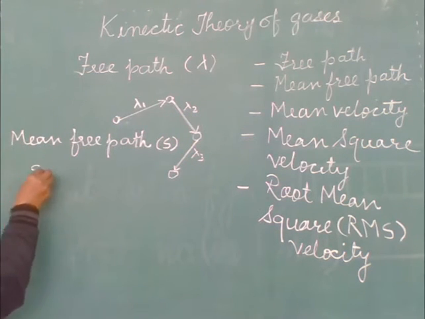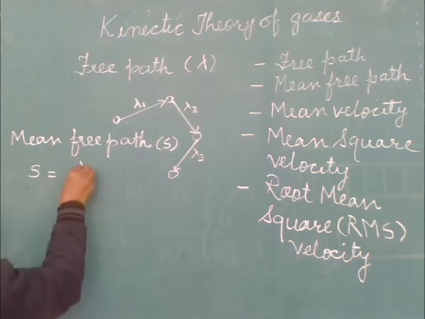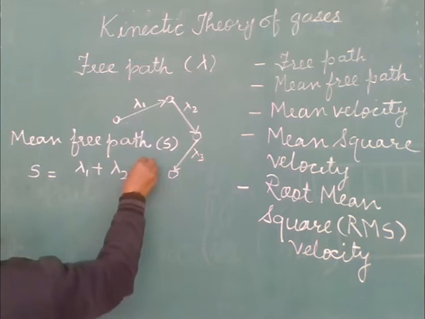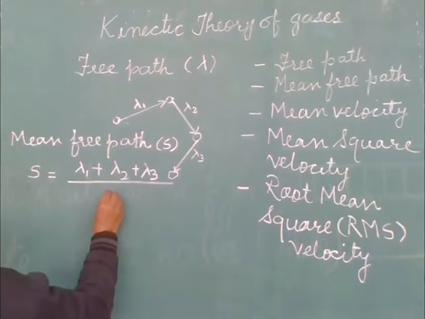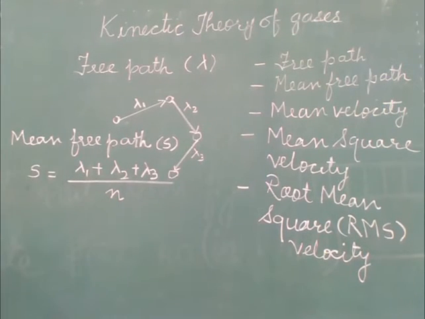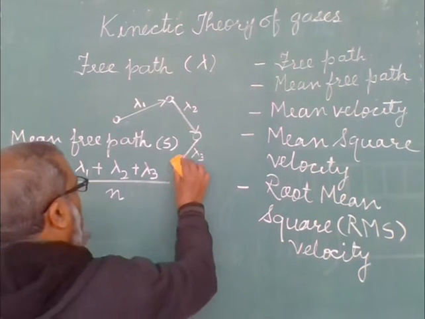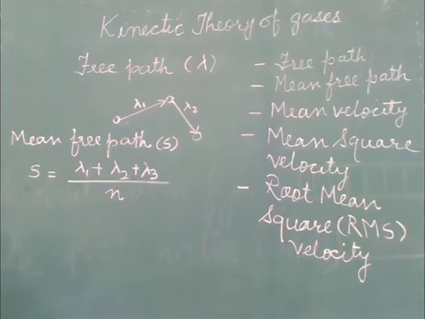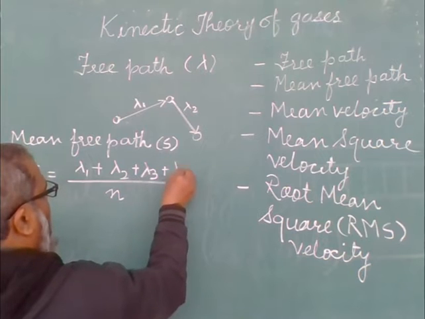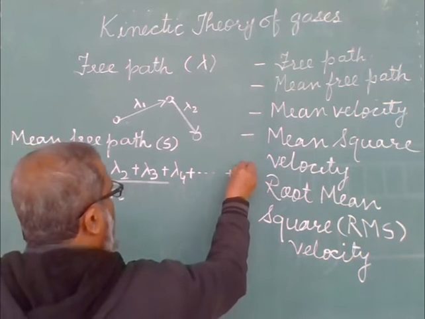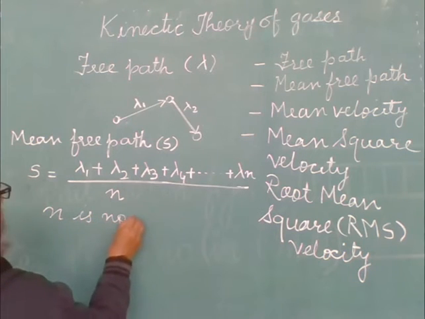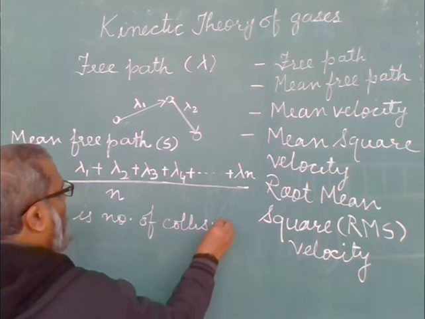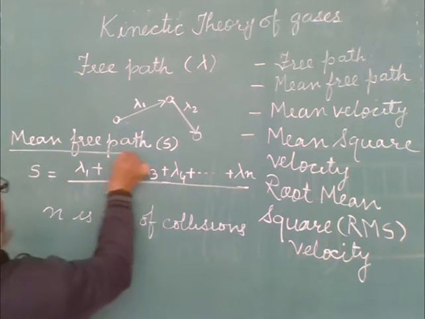So the mean free path, represented by the letter S, is the average of the free paths between two successive collisions. As per the definition, S will be equal to the average of lambda 1 plus lambda 2 plus lambda 3, and in this way as many free paths as you can add, divided by the number of collisions. So let it be n. This gives me the equation for the mean free path. If it has undergone n free paths, I can add plus lambda 4 plus dot dot dot, and the last is lambda n. Here n is the total number of collisions. So this is the mean free path.